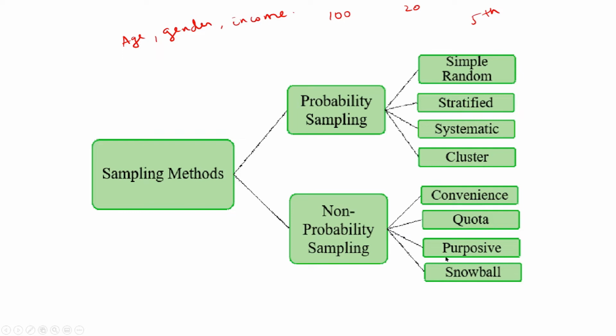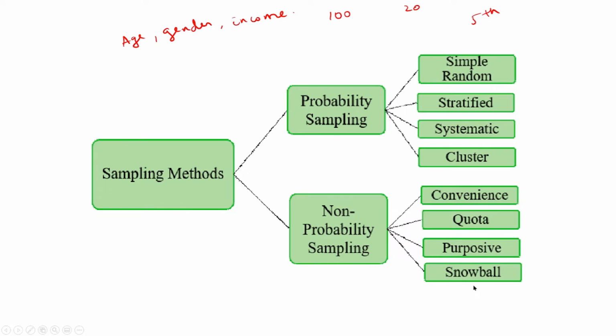Next we have what is called purposive sampling. Here in purposive sampling or judgmental sampling, the judges or some persons will decide who should be included in the sample. That is purposive sampling.